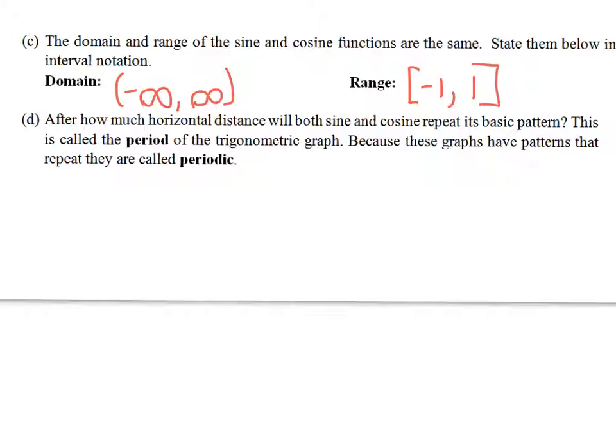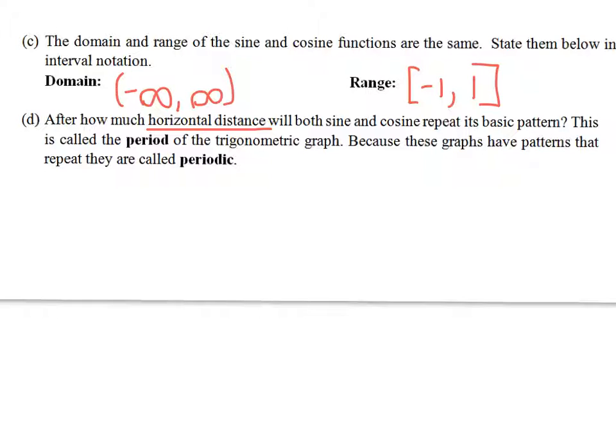In Part D, we have an important definition. You might want to highlight this definition because it's something that we're always going to be talking about when we're talking about trigonometric graphs. After how much horizontal distance? So horizontal distance, of course, is referring to our x values. After how much horizontal distance will both sine and cosine repeat its basic pattern?